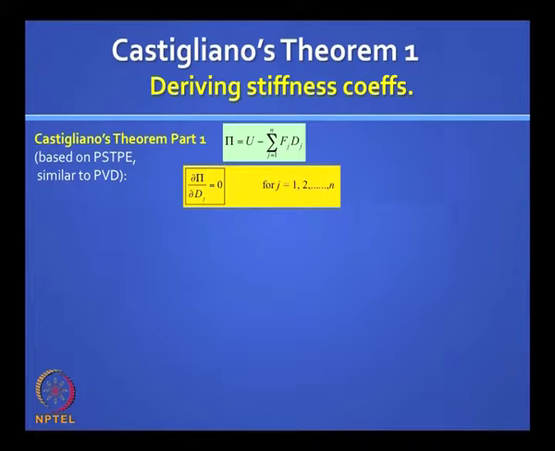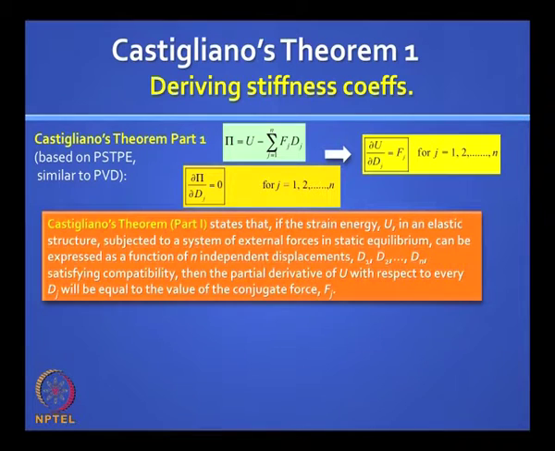So pi can be written as u plus v, v is written as minus sigma fj dj, and when you invoke the principle of minimum total potential energy, you will find that this will reduce to dou u by dou dj is equal to fj, right, and in this form it is known as Castigliano's theorem part 1, and it is similar to the principle of virtual displacement.